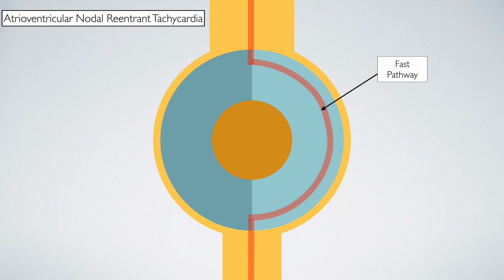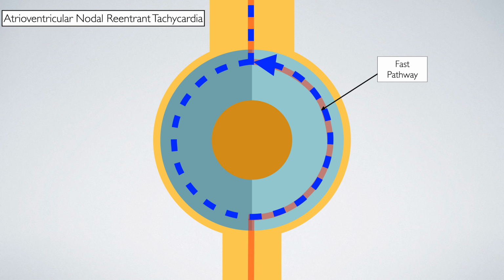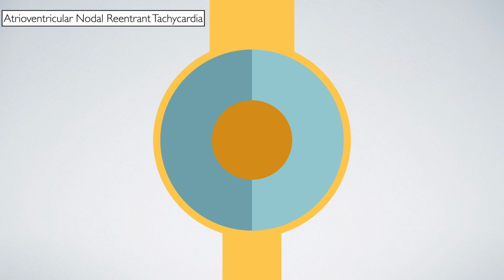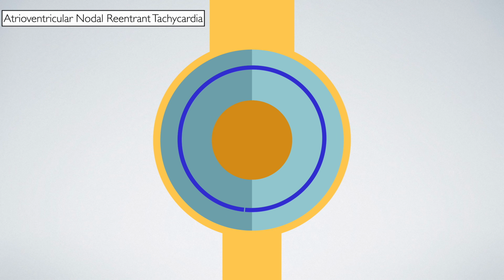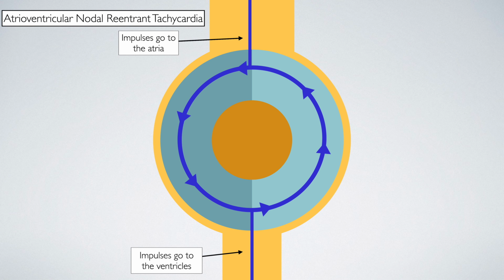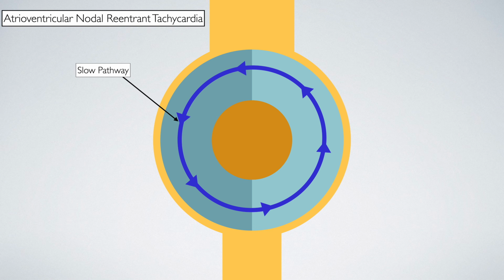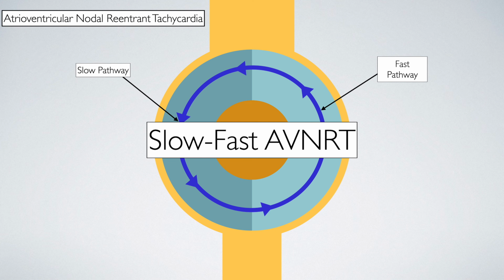However, the fast pathway has a much longer repolarization time. As a result, if further impulses are produced from the atria, they conduct through the slow pathway and can then be conducted along the fast pathway retrogradely as these cells become excitable. This produces a re-entry loop that fires impulses into the atria and ventricles at high speeds. Because the re-entry loop moves from the slow pathway to the fast pathway, it is known as a slow-fast AVNRT.